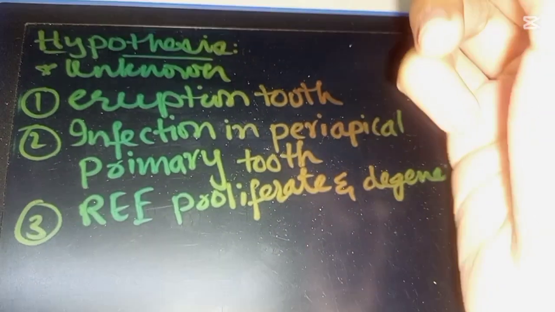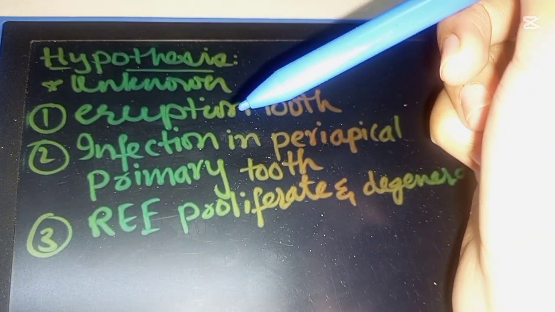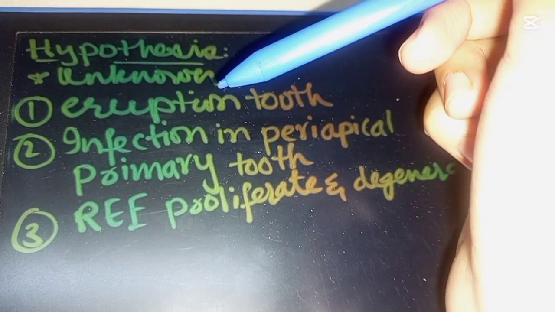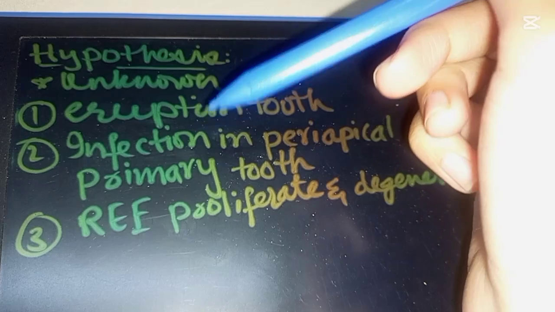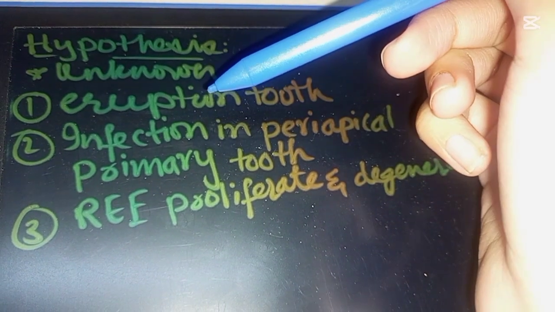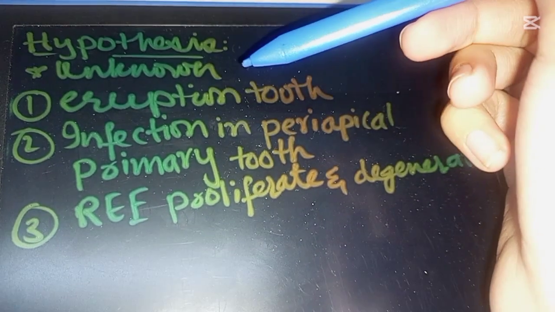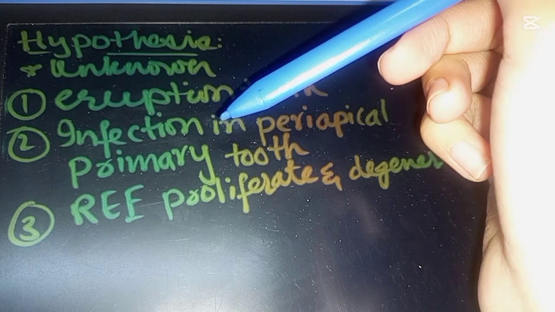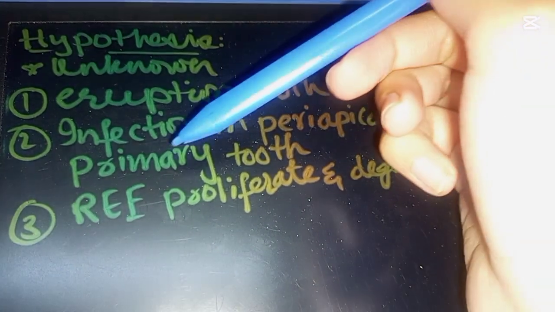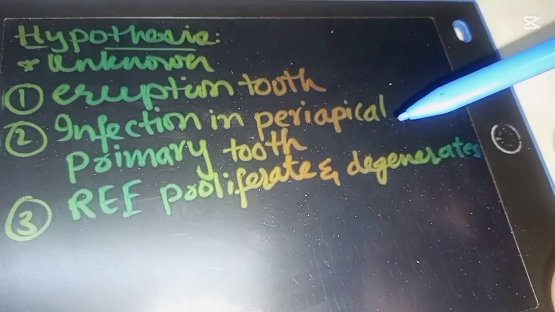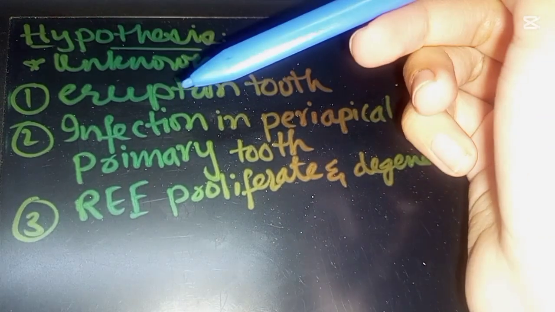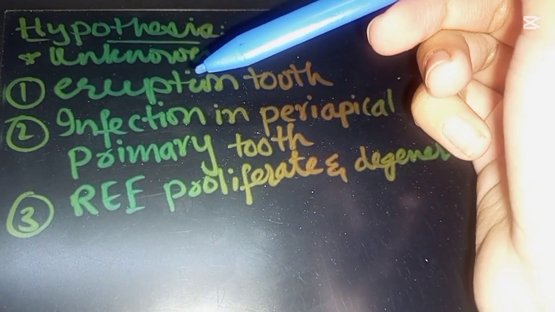So now moving towards the hypotheses, basically hypotheses about how it expands or how it basically spreads. It is unknown first of all, but we have three hypotheses. One is eruption of the tooth, the second is infection in the periapical region of the primary tooth, and the third is reduced enamel epithelium proliferation and degeneration.